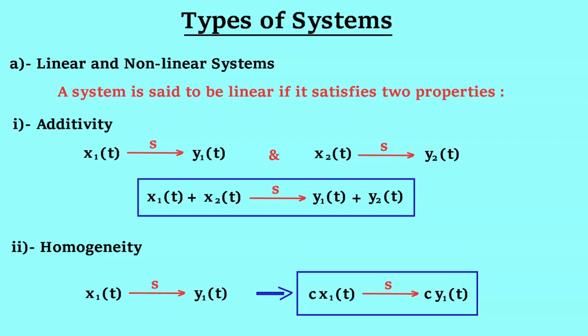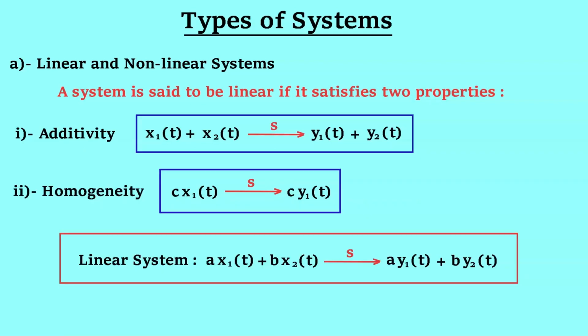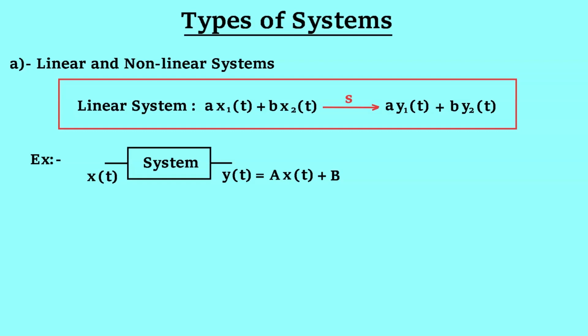The second property that needs to be satisfied is homogeneity. It states that if the input is scaled by any real or imaginary number c, then the output should also be scaled by the same amount c. If the system follows these 2 properties, then the system is said to be a linear system. Let's try to understand it with an example.